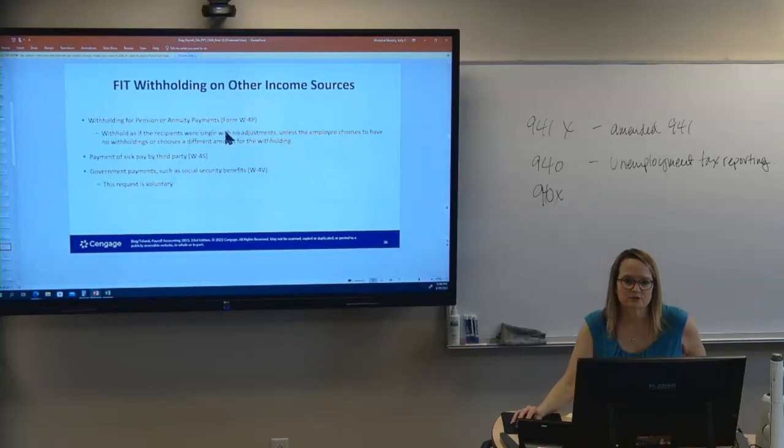Actually, the pension and annuity payments are not going to show up on a W-2, sorry. That's going to show up on a 1099. Sick pay by third party shows up on a W-2. Social Security benefits are on a 1099-SA. But yeah, so that's where those come in.